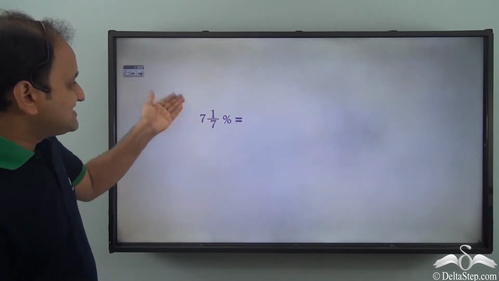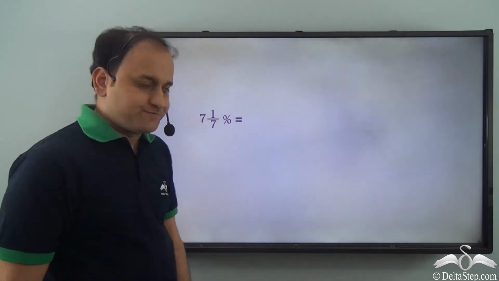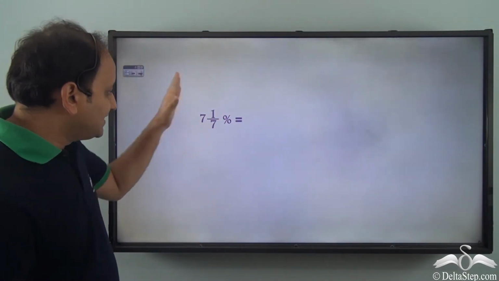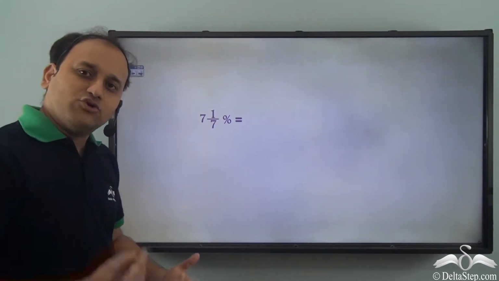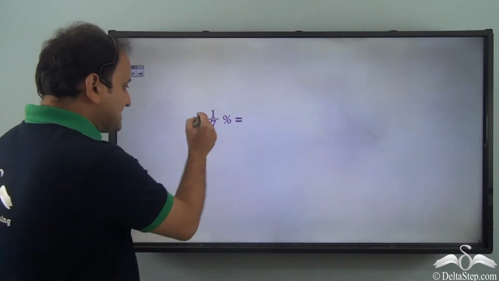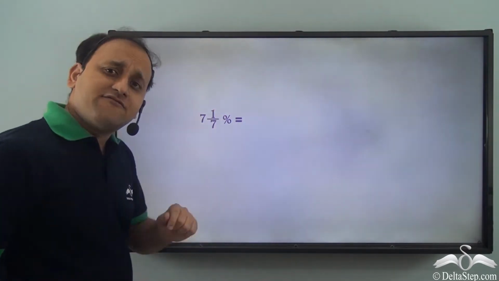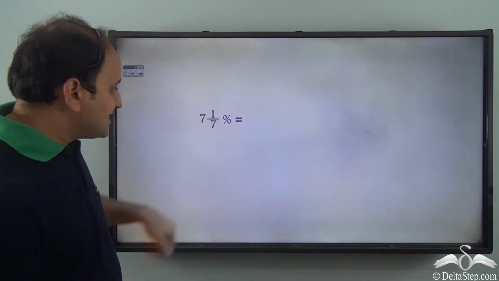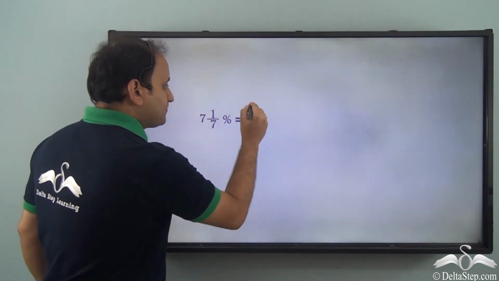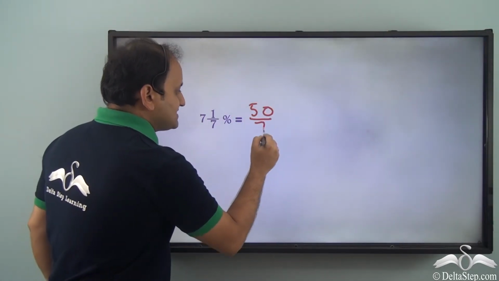So we have 7 1 by 7%. Now first of all, we'll have to convert this mixed fraction into improper fraction. So 7 into 7 will be 49, and 49 plus 1 is 50. So we can write this as 50 by 7%.